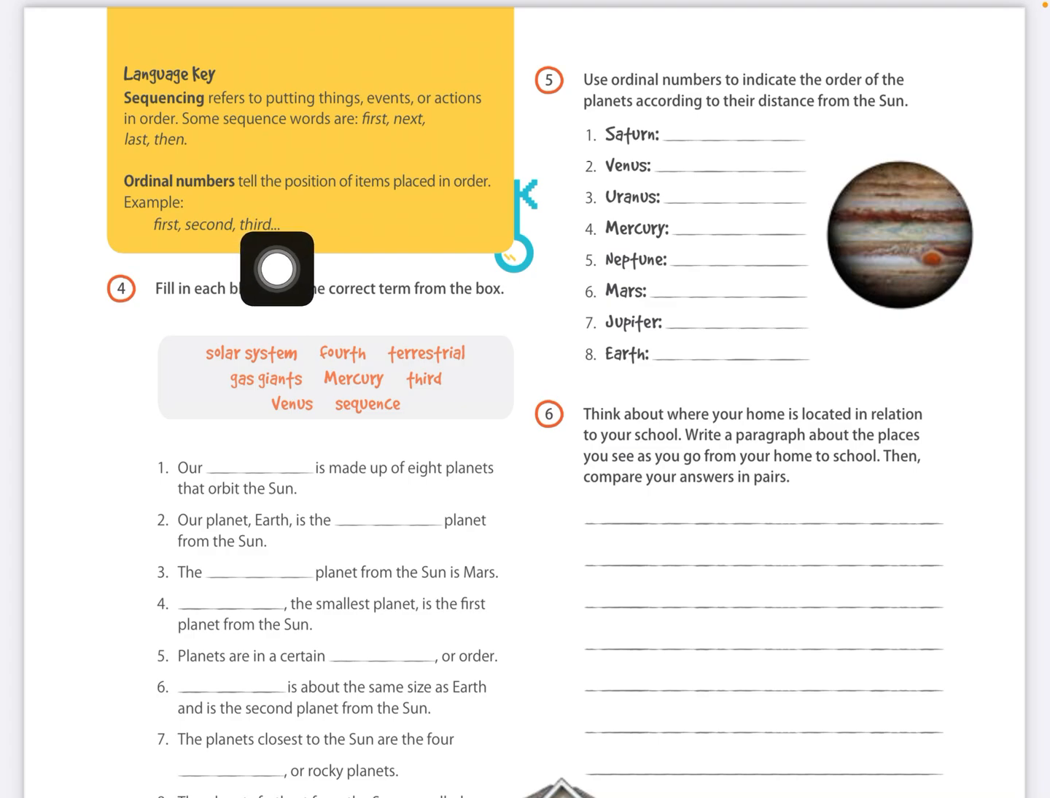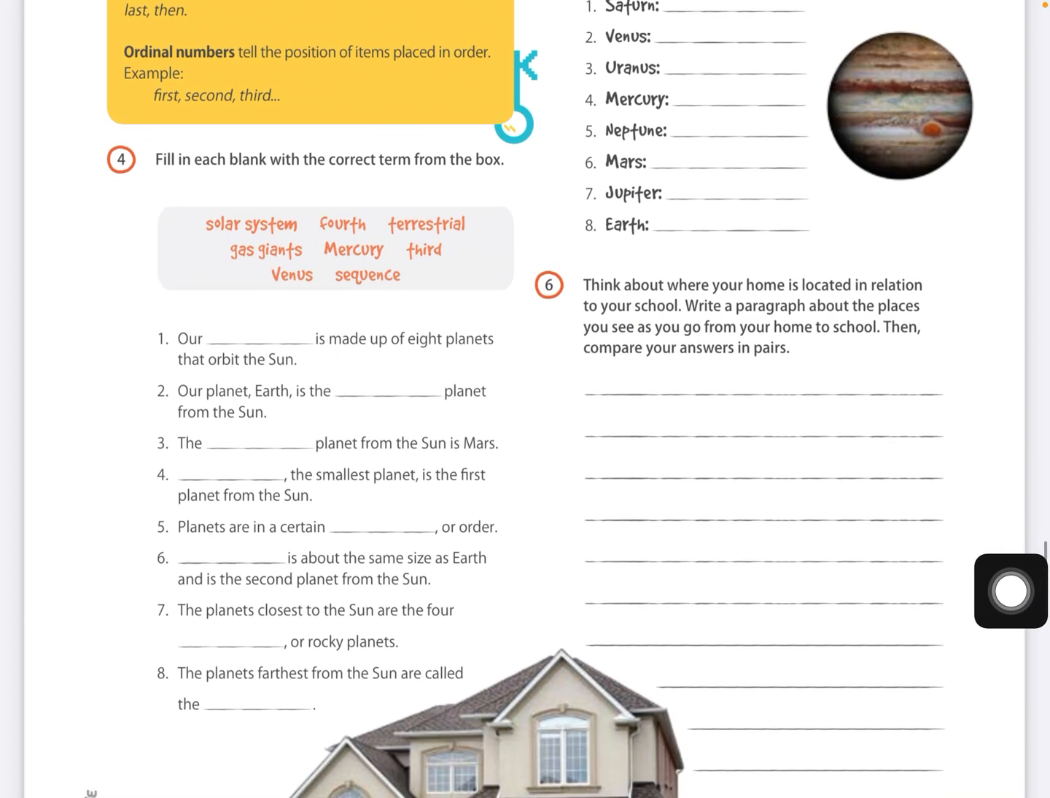Good. Then you go to point number 4. Fill in each blank with the correct term from the box. So you're going to use one of these concepts and you are going to apply or assign or indicate it on each one of these lines.